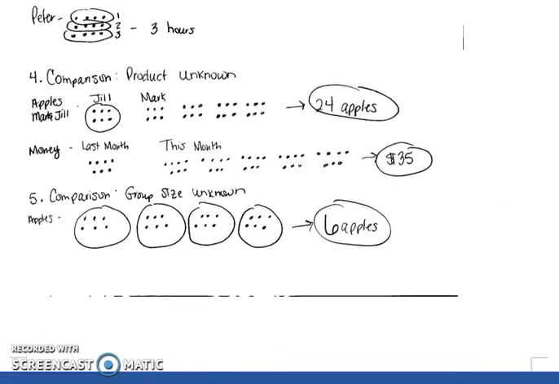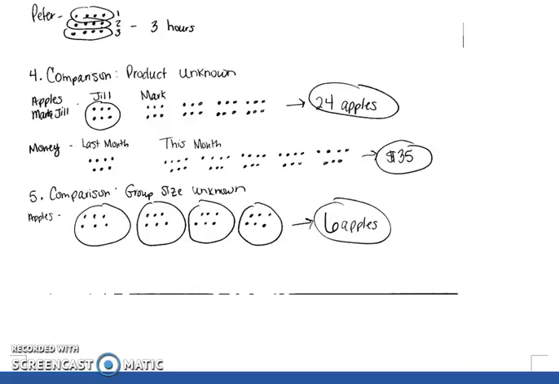The next is comparison product unknown. Jill picked 6 apples, and Mark picked 4 times as many apples. How many apples did Mark pick? So what I did was Jill had 6, I circled that, but Mark picked 4 times, so I drew 4 more sets of 6, and I counted it, and he got 24 apples.